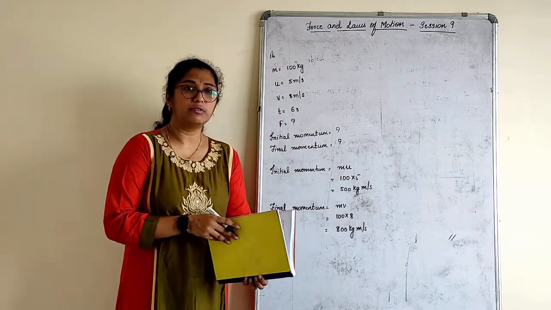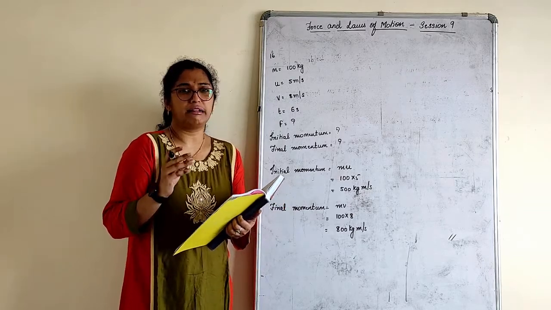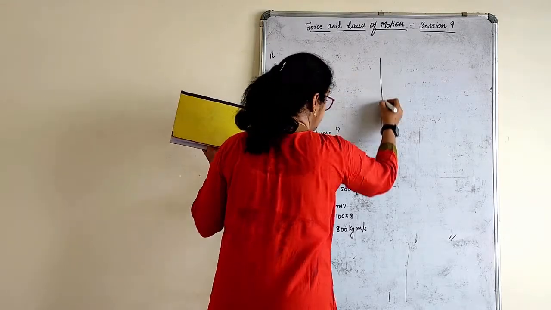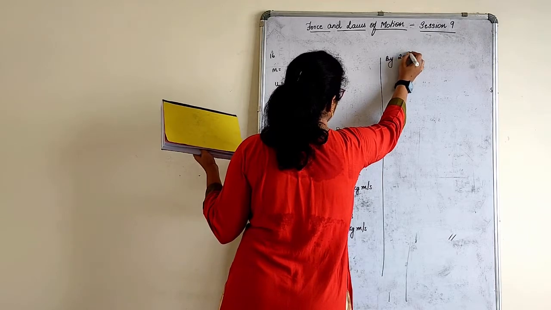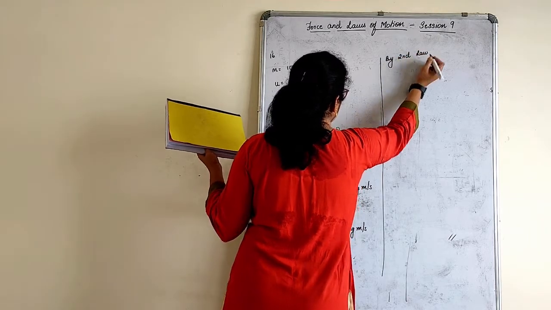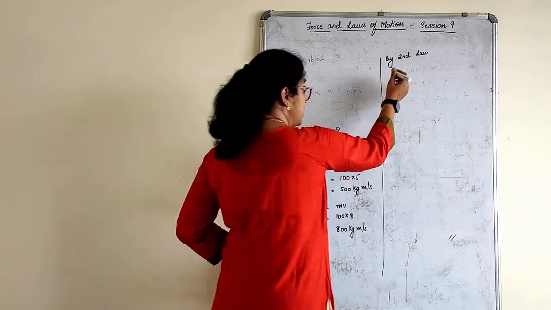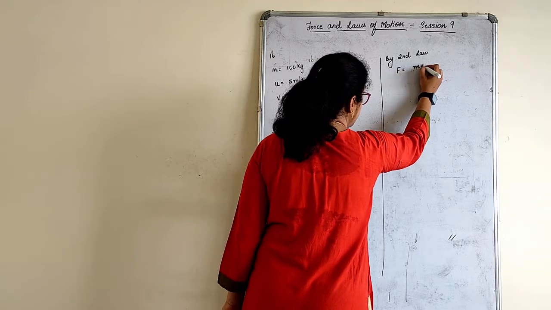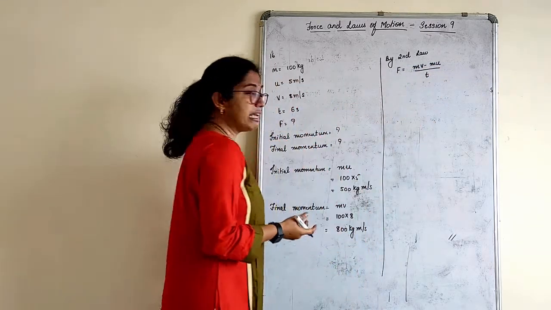So by the second law we know that the force exerted is nothing but the rate of change of momentum, which is directly proportional to the applied force. So the rate of change of momentum is directly proportional to the applied force, we know that. So directly I will write here, force is equal to mv minus mu divided by t. Directly can I use this formula?